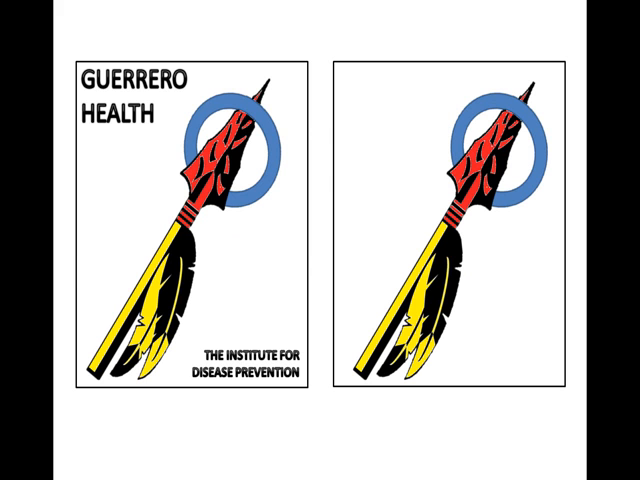Here's my abbreviated version. This is what would be seen on any media or material, like my health brochure. Hopefully my organization will be so well recognized that whenever someone sees my arrow going through the blue circle, they'll know that this is the Guerrero Health Institute for Disease Prevention.